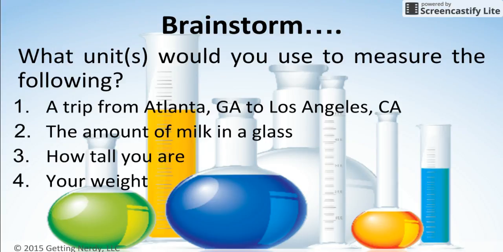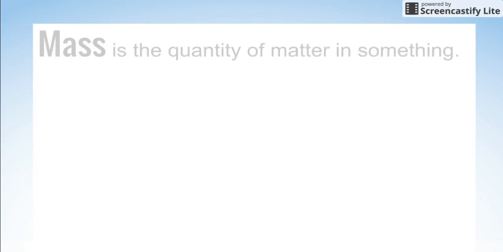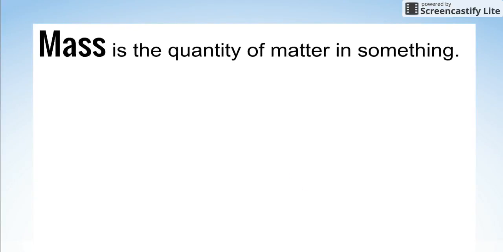Before we learn about the tools you'll use, let's take a minute to learn about some of the measurements that you might make. The first type of measurement is the mass. Mass is the quantity of matter in something. If you remember, the word quantity sounds a lot like the word quantitative, which lets us know that we're measuring and getting a number as our answer.